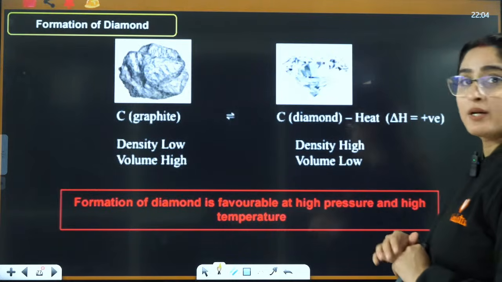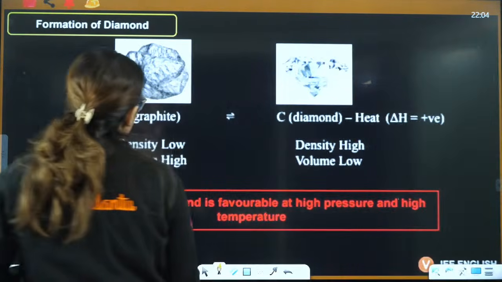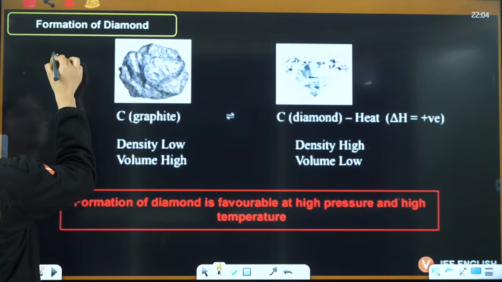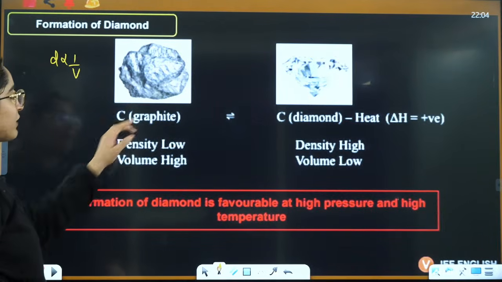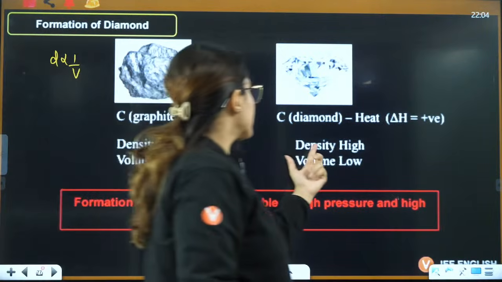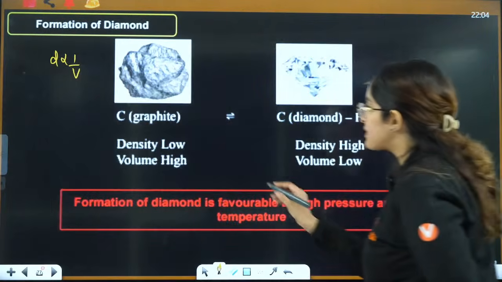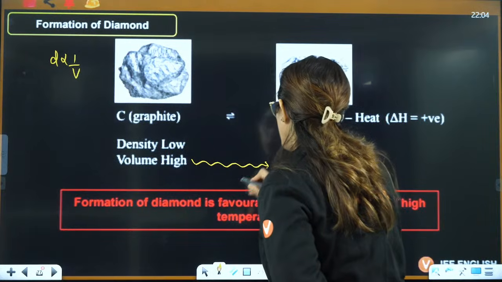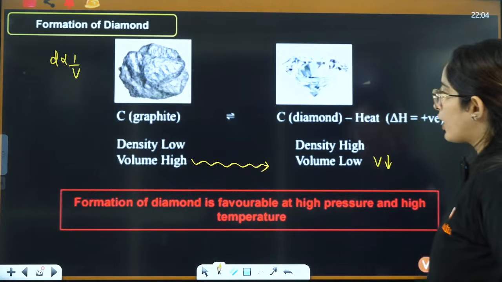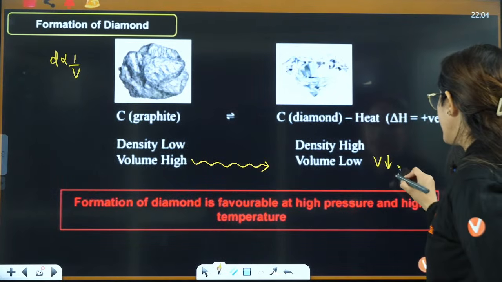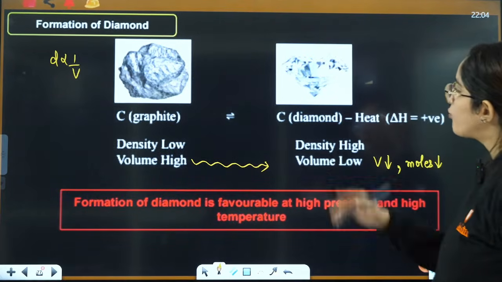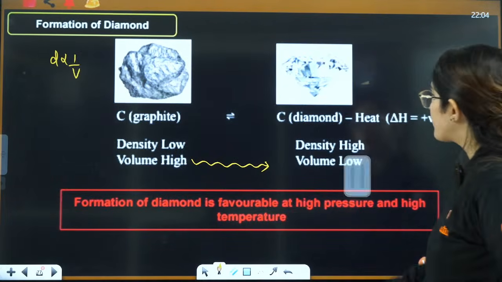Graphite to diamond. Now, understand one thing. Here the density is low, and we know that density is equal to mass by volume. So density is inversely proportional to volume. If density of graphite is low, then its volume will be high. Here its density is high, that means its volume is low. That means we are moving from high volume to low volume. So if volume is decreasing, then it will go in that direction where the number of moles are less. But ma'am, the number of moles are the same here. So this rule will not be applied here.